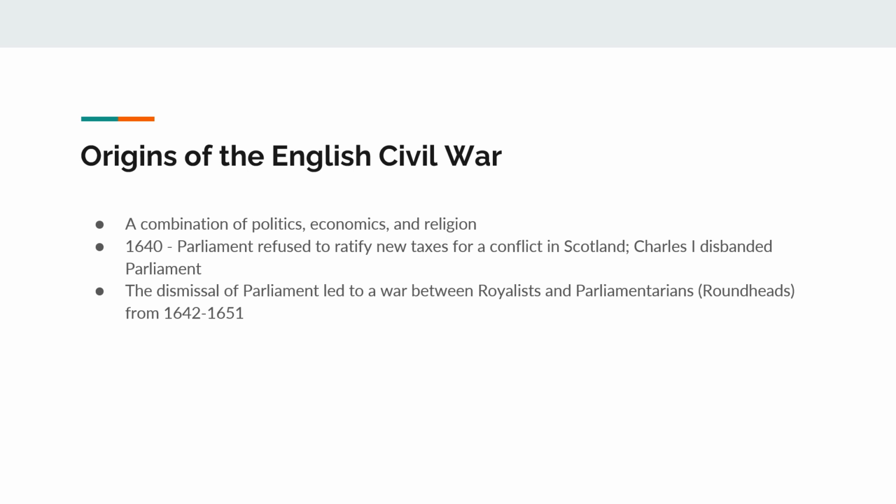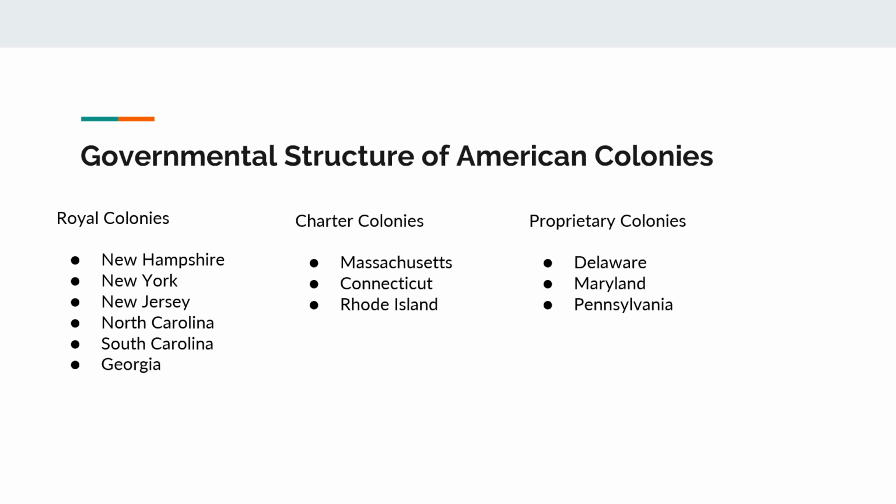And it was. The dismissal of Parliament leads to a war between the Royalists, those who support Charles I, and the Parliamentarians, who are also called the Roundheads, who support Parliament against the king. And this war lasts for about 9 years. It's a very long thing. It's very drawn out. Very, very bloody war.